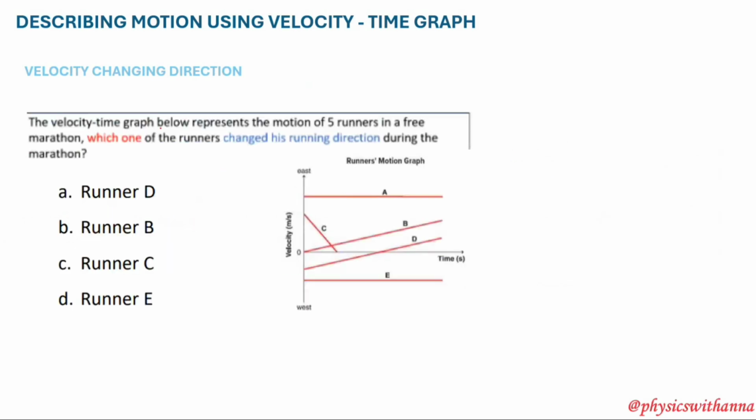Then we have a velocity time graph which represents the motion of 5 runners in a marathon. Which one of the runners changed his running direction during the marathon? So again, for changing direction, I need to find a line which crosses over the time axis. If this is your time axis, I need to find a line that crosses the time axis like this. That is only happening in case D. Line D was initially negative, it crossed the time axis and became positive. So the answer should be runner D.